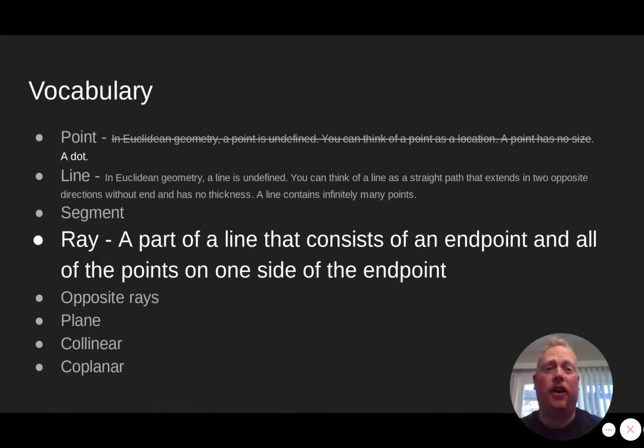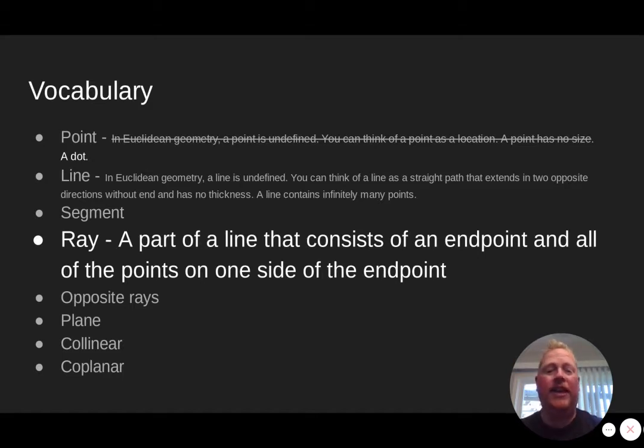All right, so when we left off, we were talking about rays. We explored what a ray looked like, and it's just basically an endpoint and then an arrow going in some direction. Okay, and it goes forever in only one direction. So here's the technical definition for ray.